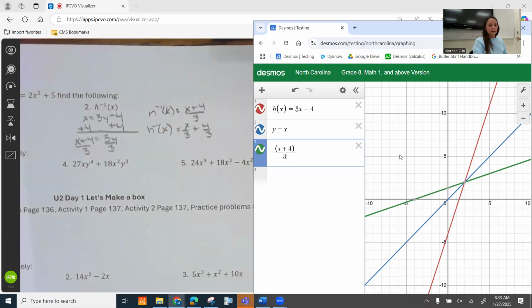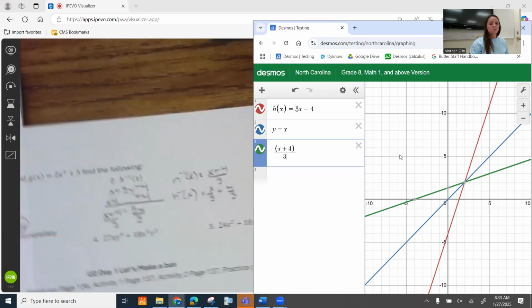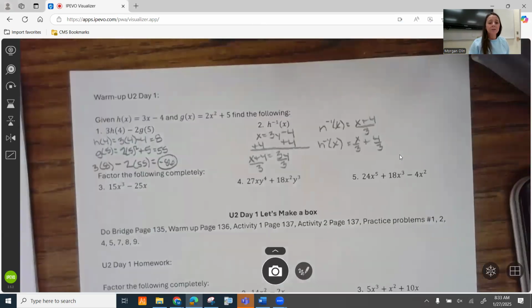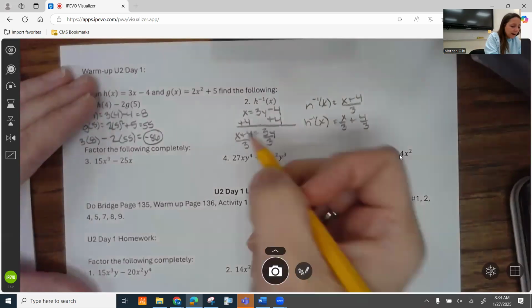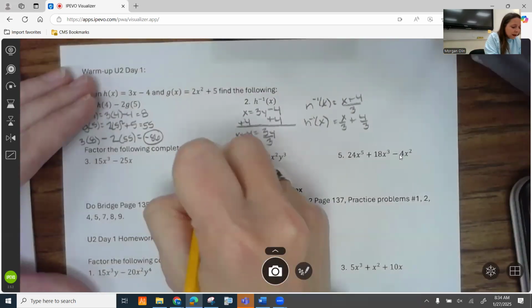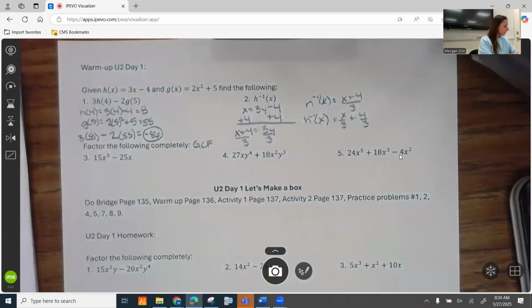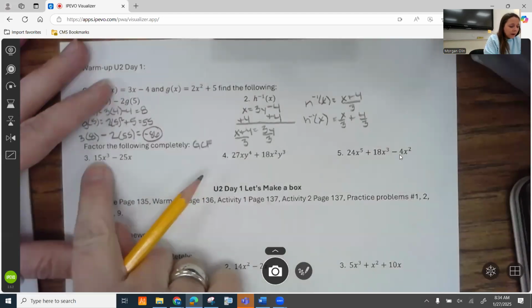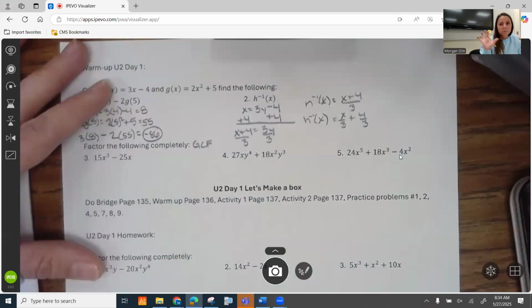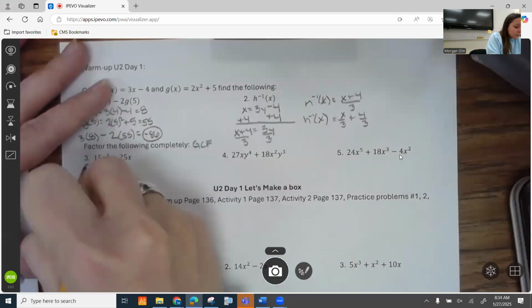So don't forget about inverses. Now, the thing I told you that you're going to have to remember is factoring. We're going to run into a lot of things with factoring. So let's talk about this first type of factoring here. GCF, greatest common factor. You're pulling out the GCF here. What's alike? Okay, so 15x to the third minus 25x. Look at the numbers, 15 and 25. What goes into both of them? All right, 5. That's the biggest.